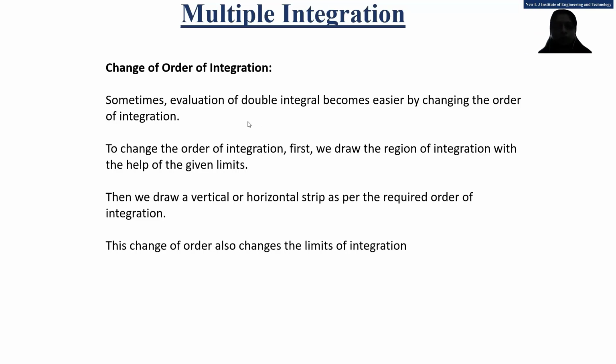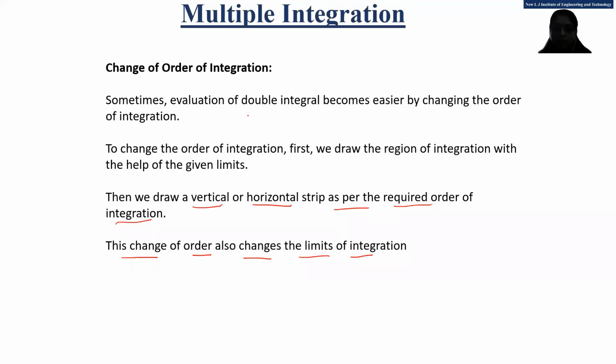Sometimes the evaluation of the double integral becomes easier by changing the order of integration. To change the order of integration, first we draw the region of integration with the help of the given limits. Then we draw a vertical or horizontal strip as per the required order of integration. And this change of order also changes the limits of integration.